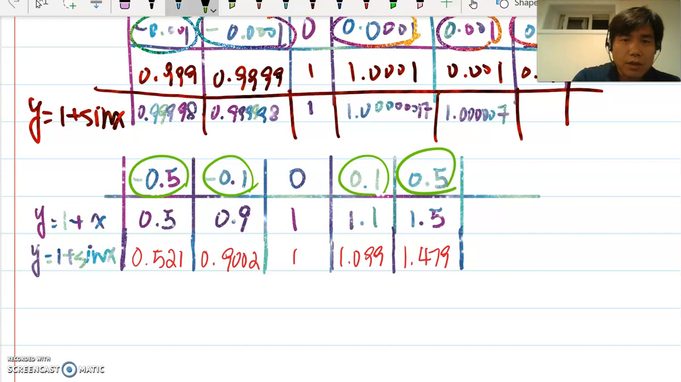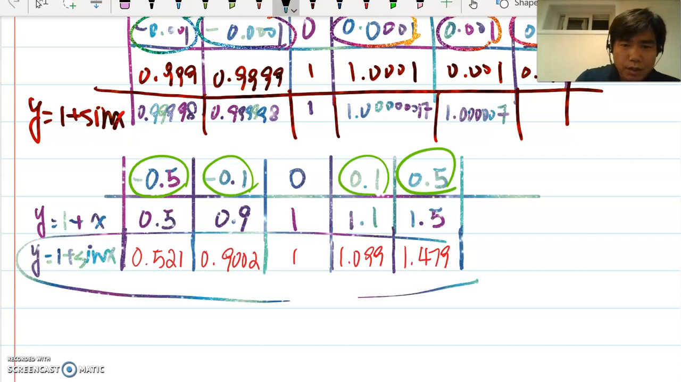And then I plug all these x values into the original function. I also got very similar outcome values, like 0.521, 0.9002, and then 1.099, and then 1.479. So sometimes, instead of using the original function, if you want to find the y value based on a given tangent line equation, then using the tangent line equation may be a little bit simpler and easier. And also this is another way to approximate the outcome value for x values close to the point.